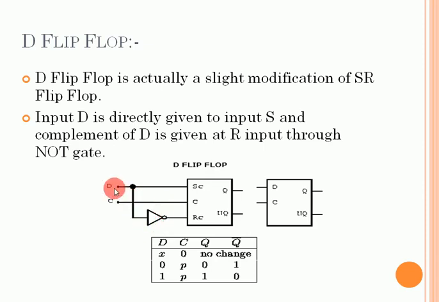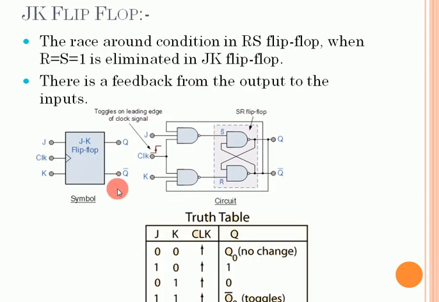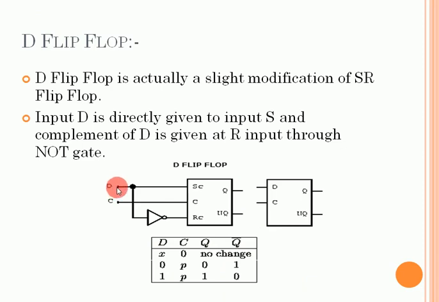That means if D is equal to 0, S is equal to 0 and R will be equal to 1, and if we provide D equal to 1, then S will be 1 and R will be equal to 0. So looking at the truth table of this D flip-flop, when D is equal to 0, S will be 0 and R will be 1. That means the output of this D flip-flop Q will be equal to 0, so it will be in the reset state. And when we provide D equal to 1, then S will be 1 and R will be 0. That means Q will be equal to 1 and the flip-flop will be in the set state.